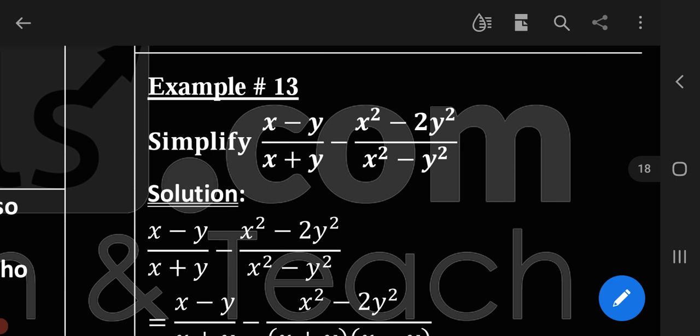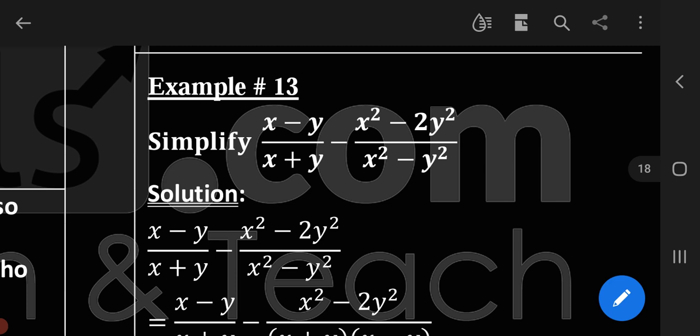LCM. LCM is not taken of the numerator. LCM is always taken of the denominator. In the denominator we have two polynomials. One is x plus y, which is in simplified form, I mean to say it is a factor which cannot be further reduced.